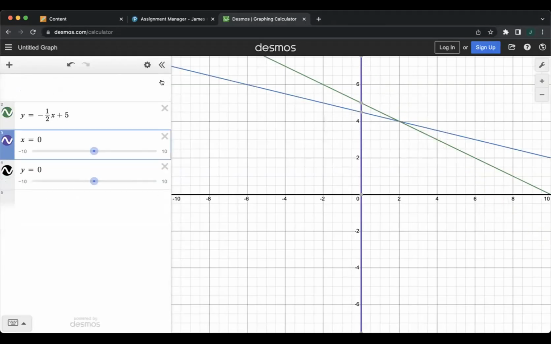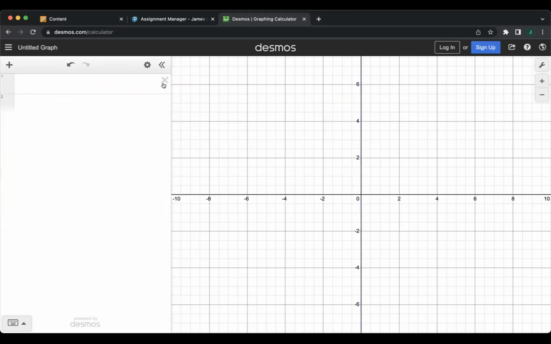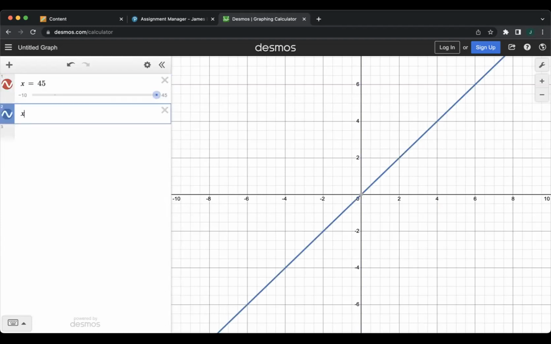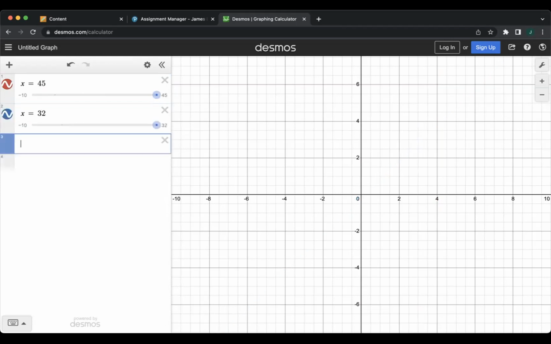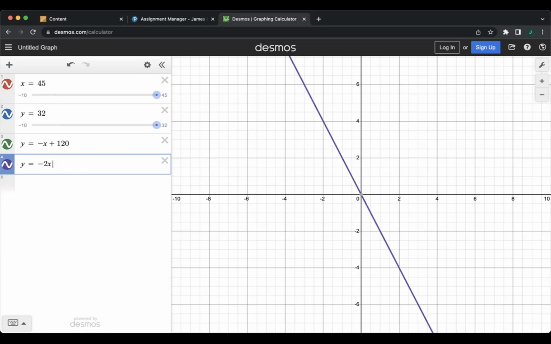Okay, I'm just going to erase our earlier equations and plug in the ones we just found. Again, I'm just going to use equal signs. That one should be y. Okay, negative x plus 120. And then lastly, negative 2x plus 150.